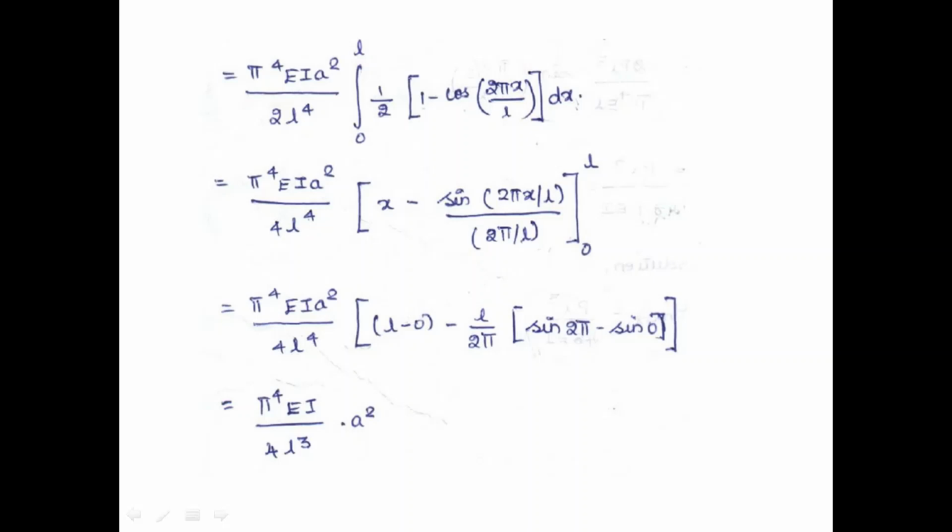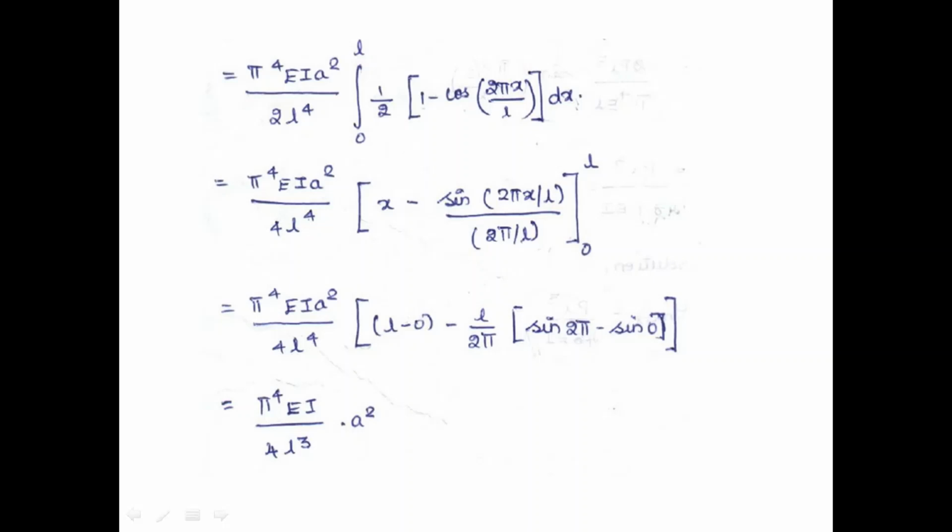So the limit is varying from 0 to L. When you apply the lower limit 0, both terms will be 0: x is 0, sin 0. So you need not worry about this one. When you apply the upper limit L, it will become L minus sin 2 pi L by L. So you will get sin 2 pi, and sin 2 pi is also 0. So you'll get simply only L after substituting the limit.